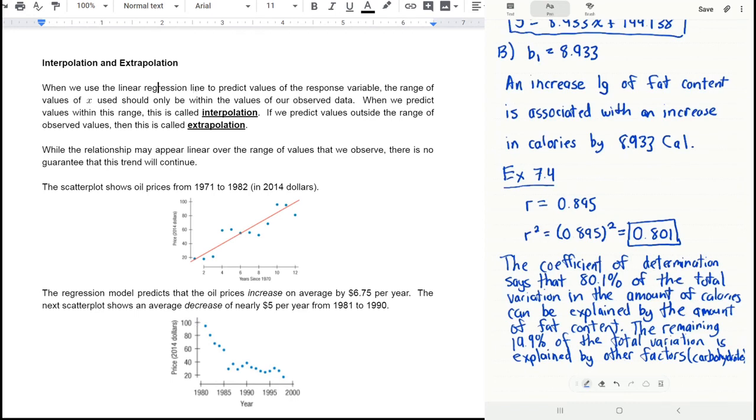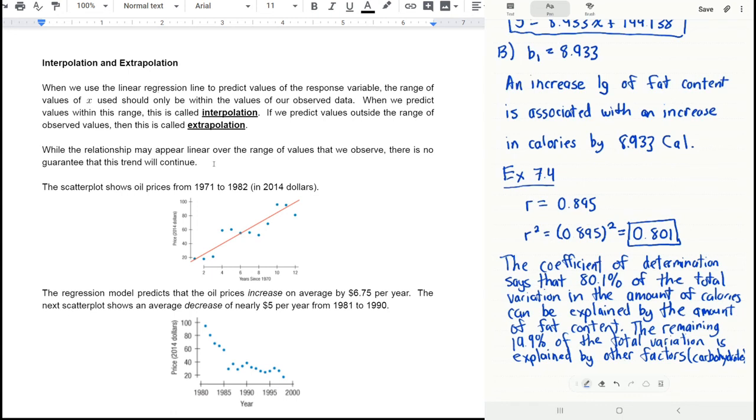When we use the linear regression line to predict values of the response variable, the range of the x variable should only be within the values of the observed data. Whenever we predict values within the range of our data, this is called interpolation. And if we predict values outside the range of the observed values, then this is called extrapolation. Now, while the relationship may be linear over the range of the values that we observe, there is no guarantee that this trend will continue.